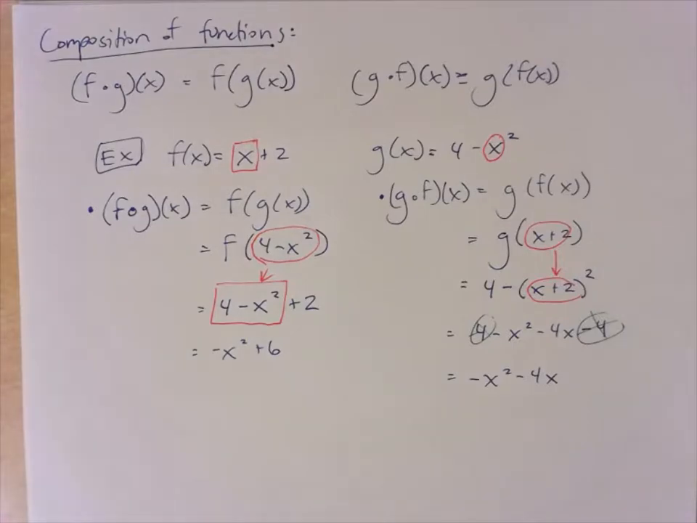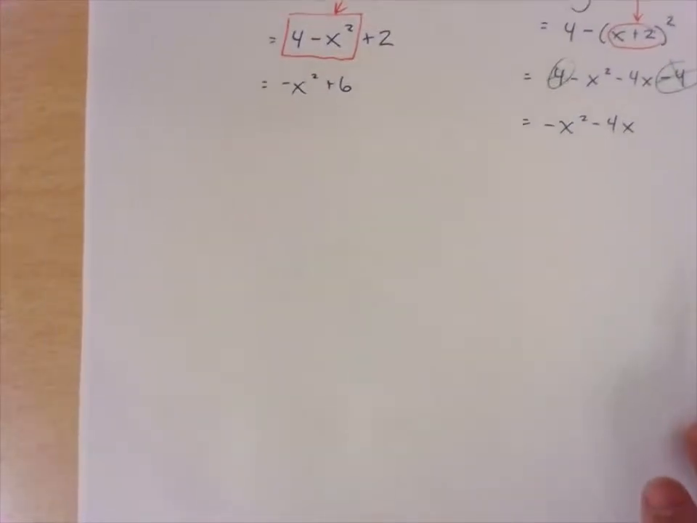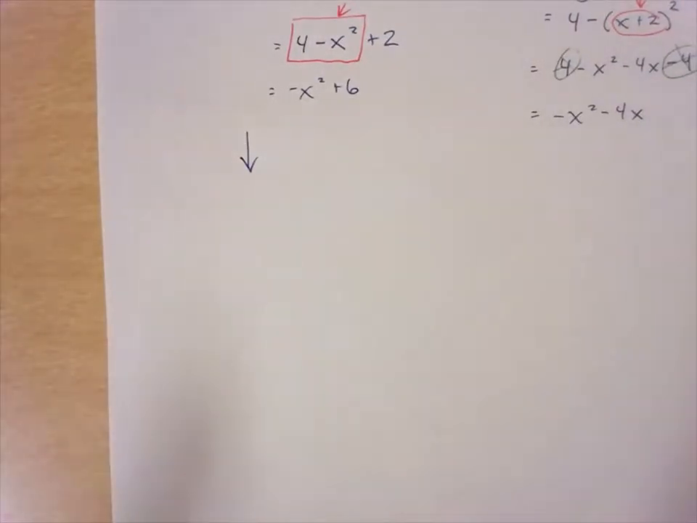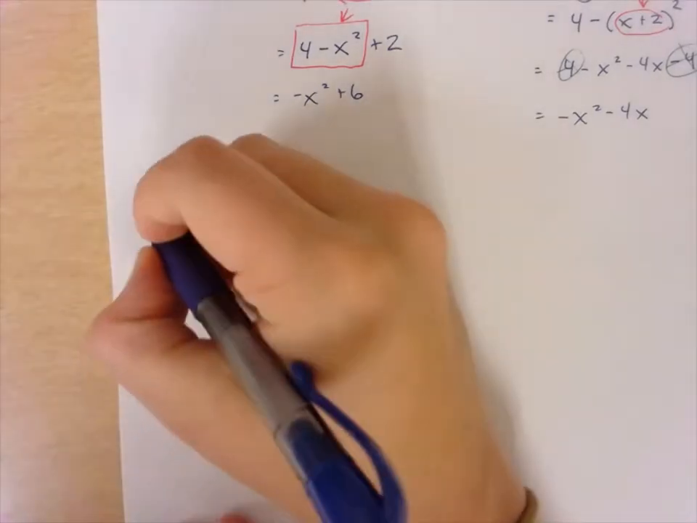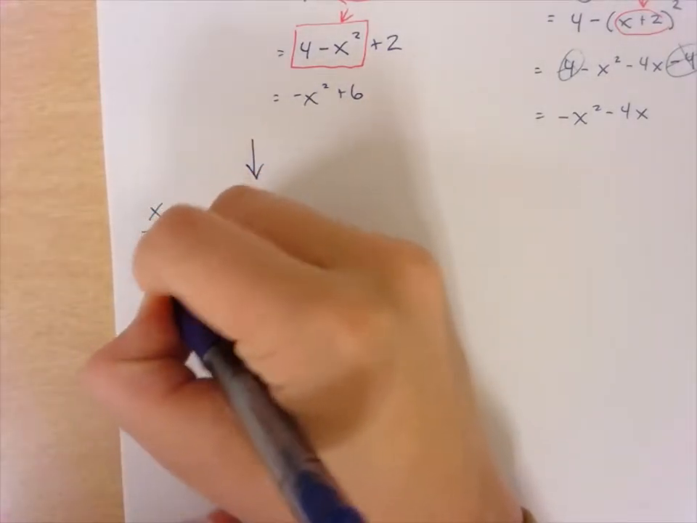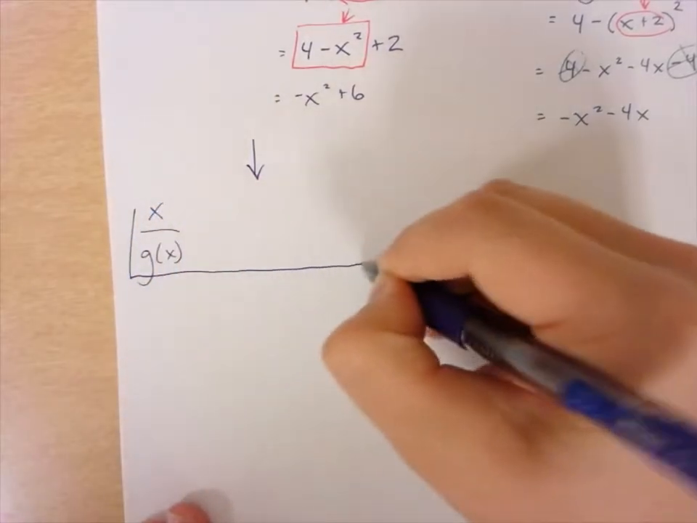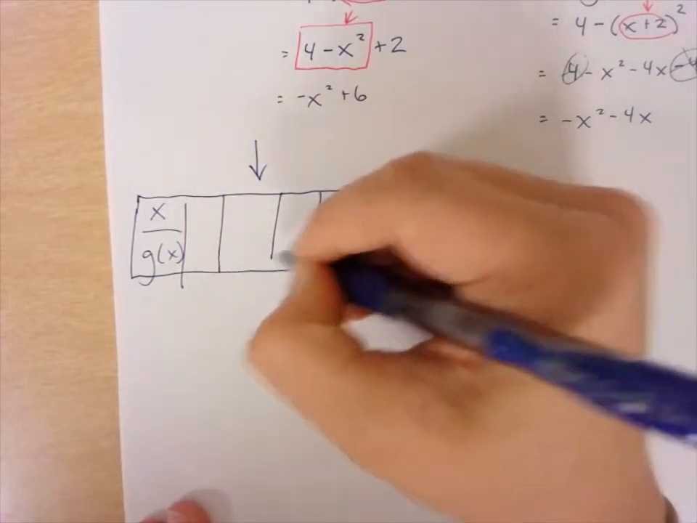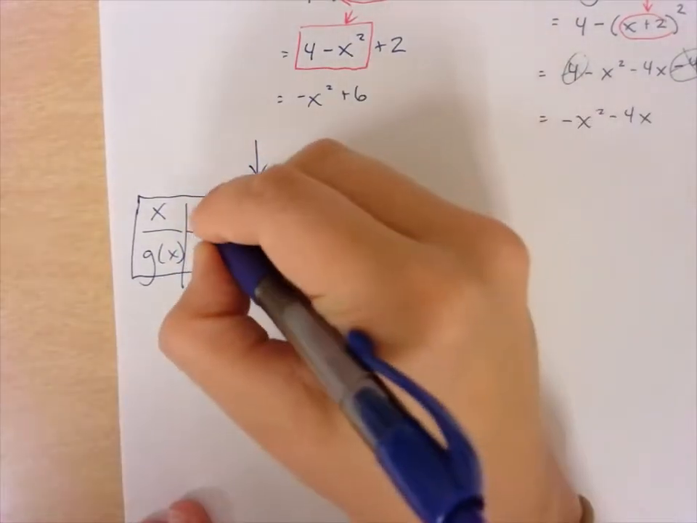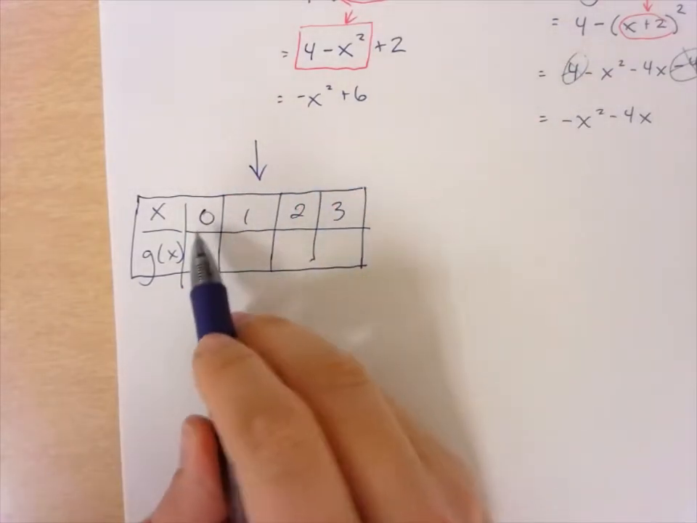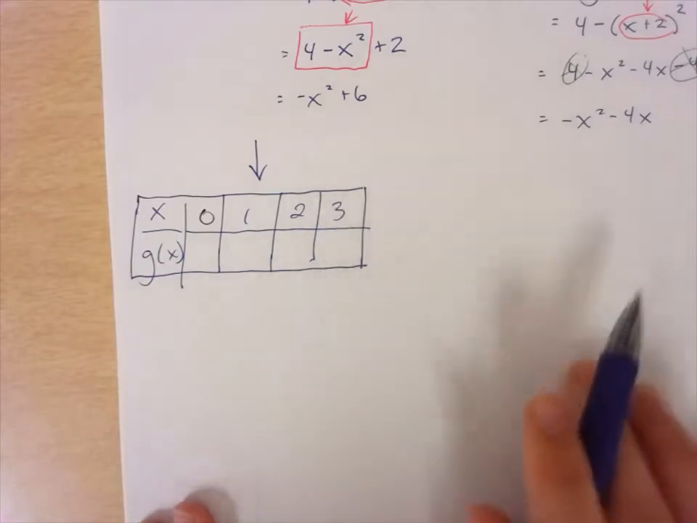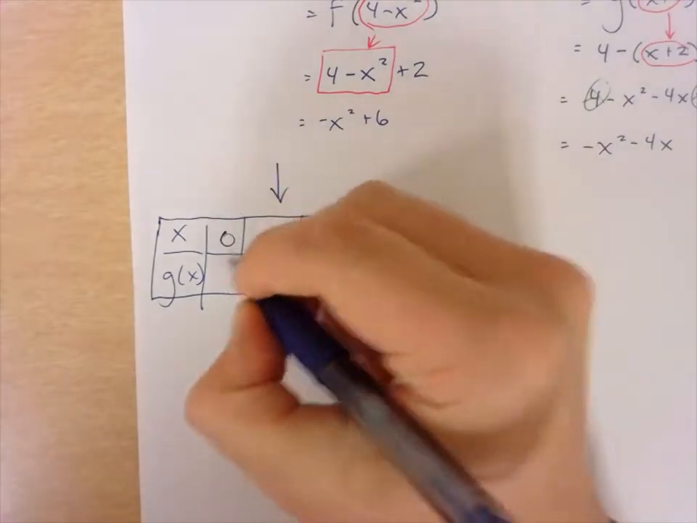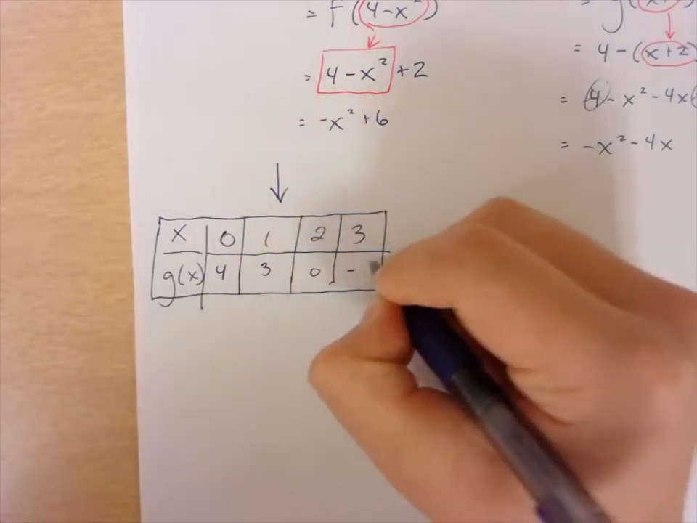And it's interesting to make a table to see what really happened here. Let's make some tables to see what happened with our y values, or our g of x and our f of x values. So if we add a table first of our x values and our g of x, remember we can't have g of x values without first inputting x values. Let's just go ahead and do 0, 1, 2, and 3. And if we were to substitute in 0, 1, 2, and 3 into g of x, we'd get the following values: 4, 3, 0, and negative 5.